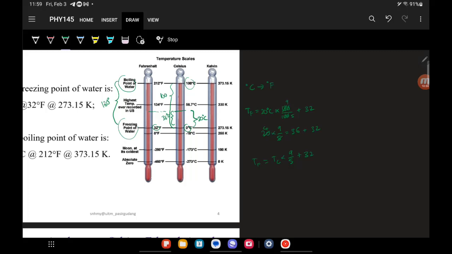What about Kelvin? The Kelvin and Celsius relationship is also a little bit different. As we have discussed before, for Fahrenheit we have both conditions: the scaling is different, and the starting point is also different.